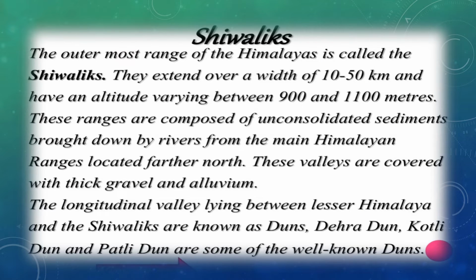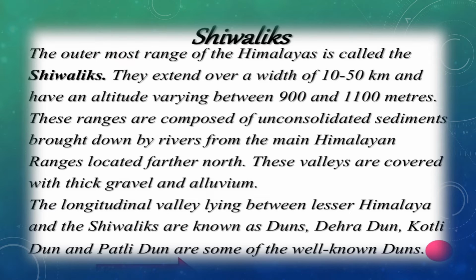The third range in the Himalayas is called the Shivalik. It's the outermost range of the Himalayas. They extend over a width of 10 to 50 kilometers and have an altitude varying between 900 and 1100 meters. These ranges are composed of unconsolidated sediments brought down by rivers from the main Himalayan ranges located farther north. These valleys are covered with thick gravel and alluvium.